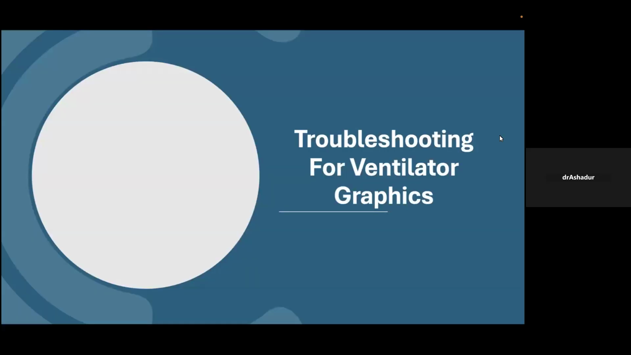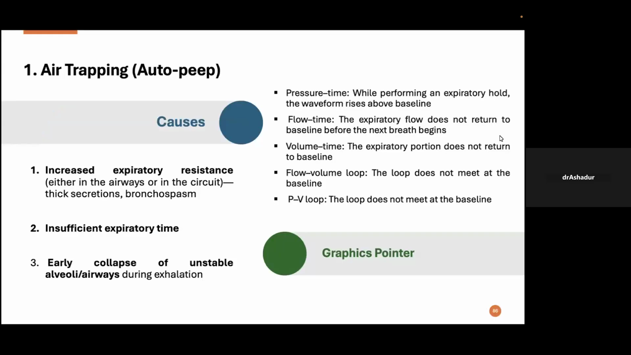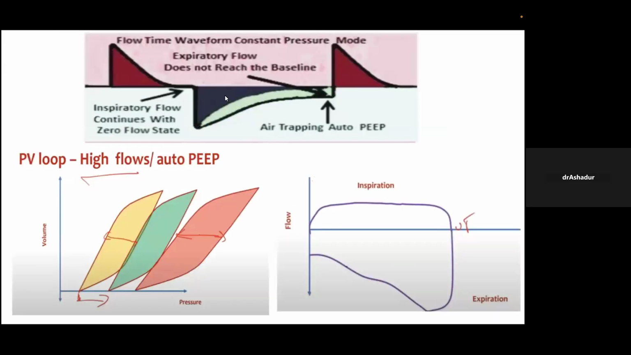So ultimately, why are we looking at these graphs? Our main idea is that if we find something abnormal, we can troubleshoot. So how can that be done? Suppose there is air trapping. Air trapping looks like this in your flow time curves, something like this in your pressure volume loop, and something like this in your flow volume loop. I have just brought these pictures together to show how the pictures differ, but the meaning is the same.